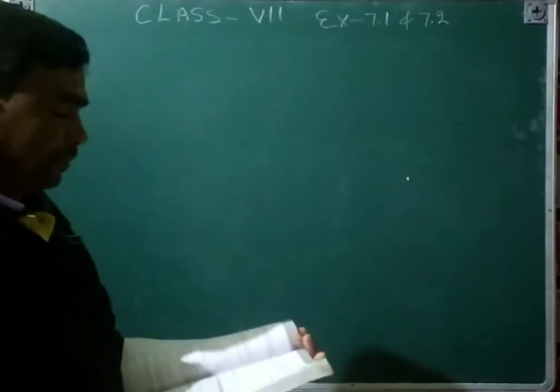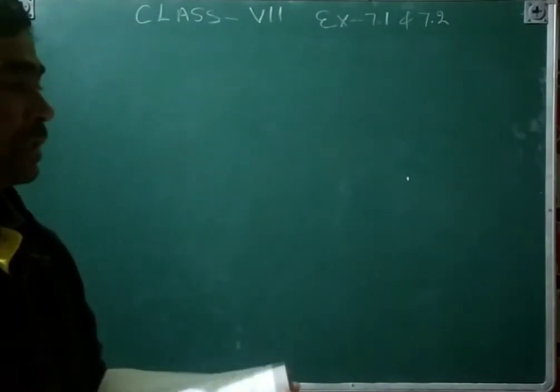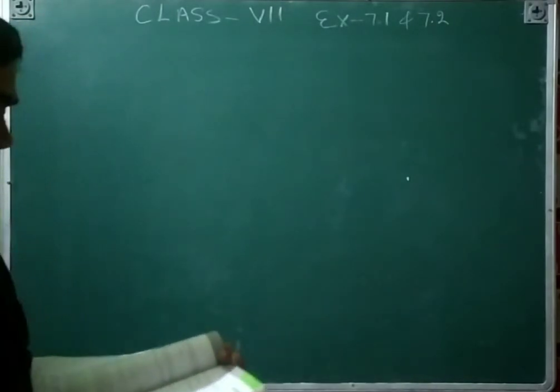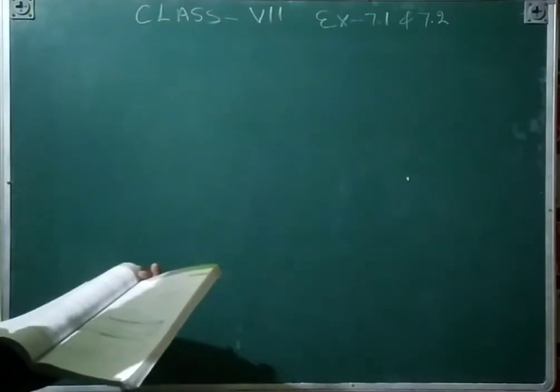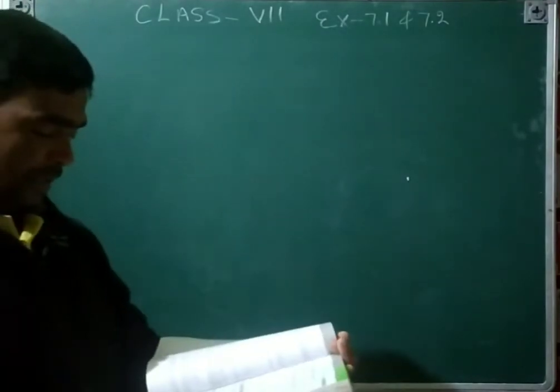Chapter 7, Congruence of triangles. What is the meaning of congruence? That means equal shape-wise and area-wise. That is congruent. So, first, Exercise 7.1.